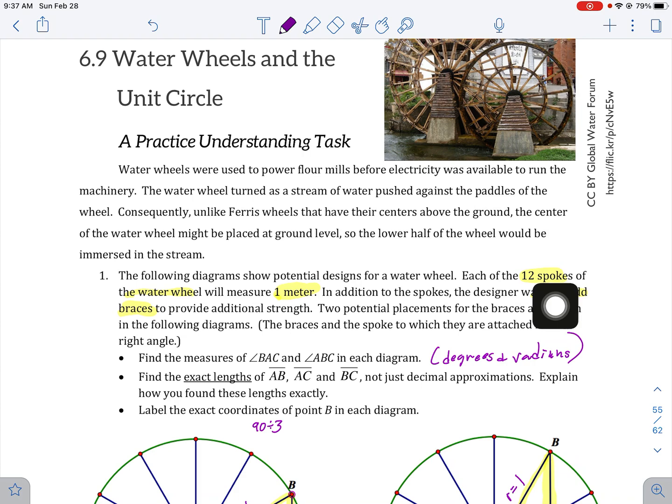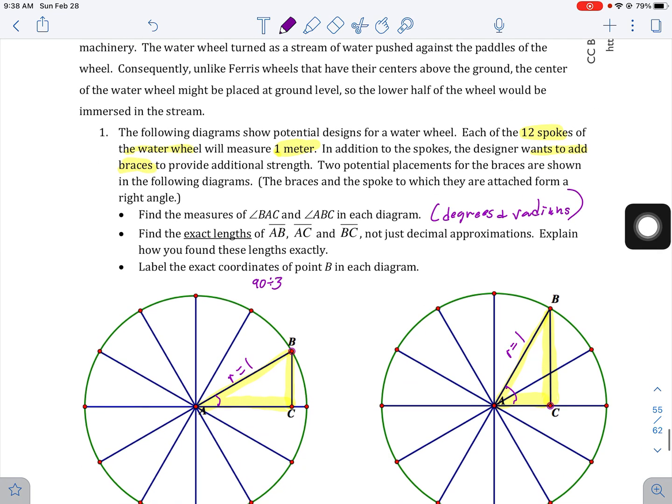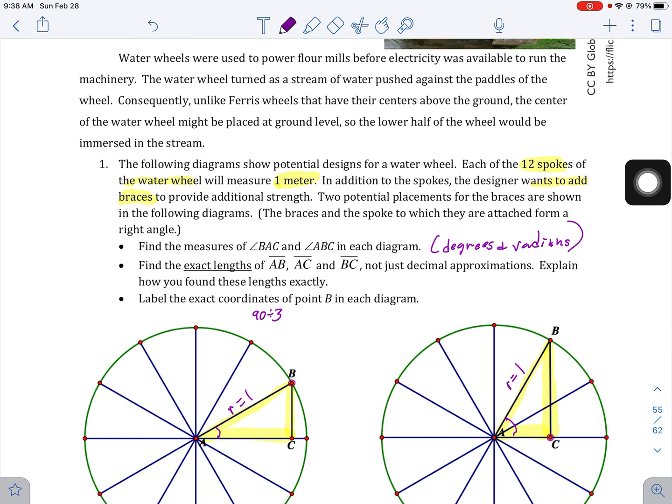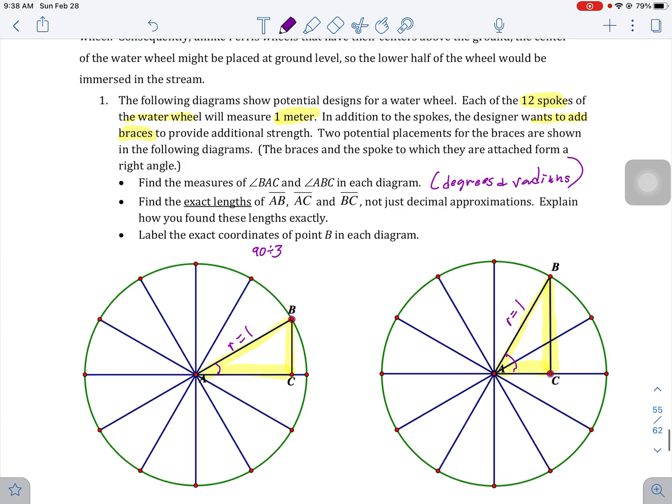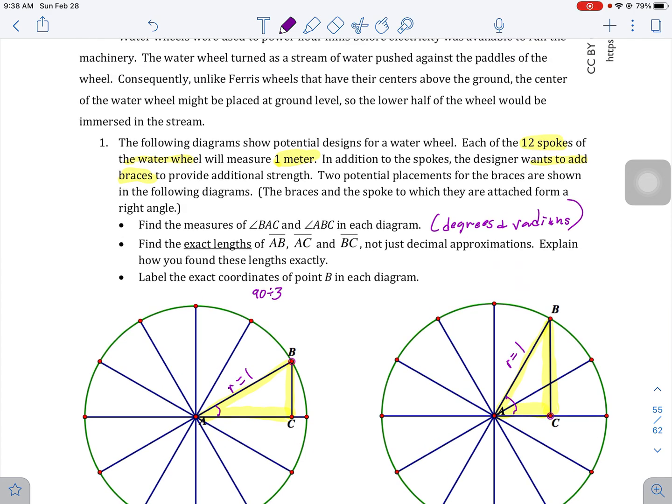And one of the requirements is that these particular ones each have 12 spokes, and they're saying that the spoke is 1 meter long. So that sounds a lot like the unit circle with a radius of 1. Okay, it's in terms of meters. First thing they want you to do is to find some angle measures.